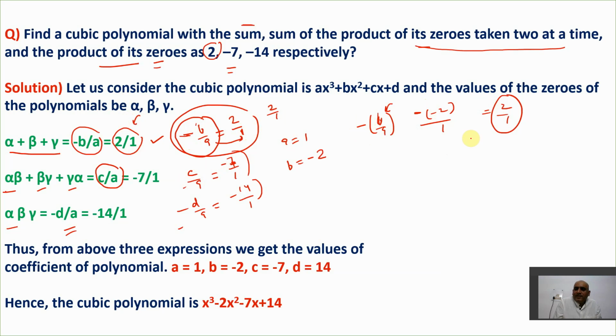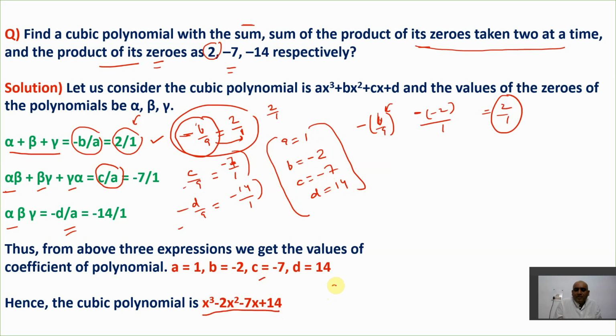So we have found it like this. So b is what? Minus 2. In the same way, on solving, we'll get c is equal to what? Minus 7, and d is equal to what? 14. So we get all the values of a, b, c, and d, and now you can easily make a cubic equation.